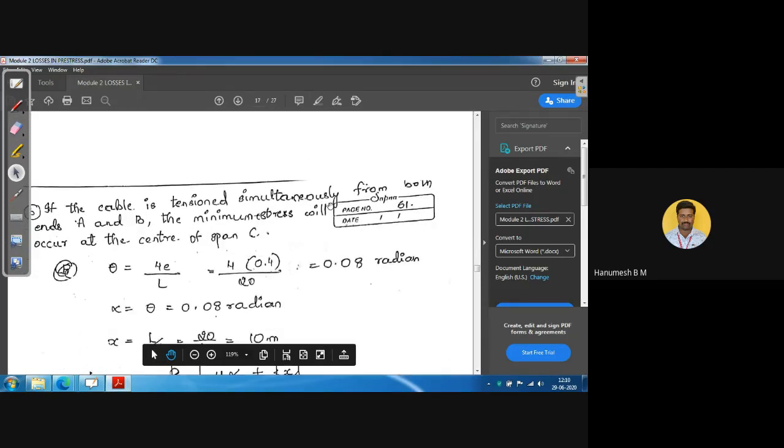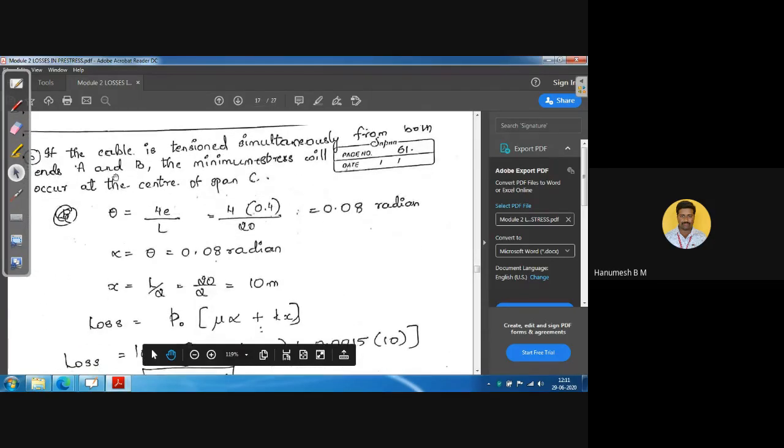If the cable is tensioned simultaneously from both ends A and B, minimum stresses will occur at the center of the span, that is C. Now, if the jacking is from both ends, theta is equal to the same formula 4e by L, 4 into 0.4 divided by L, which is 20. Now theta is 0.08 radians. Now alpha will be equal to theta. If the jacking is from a single end, alpha is equal to 2 theta.